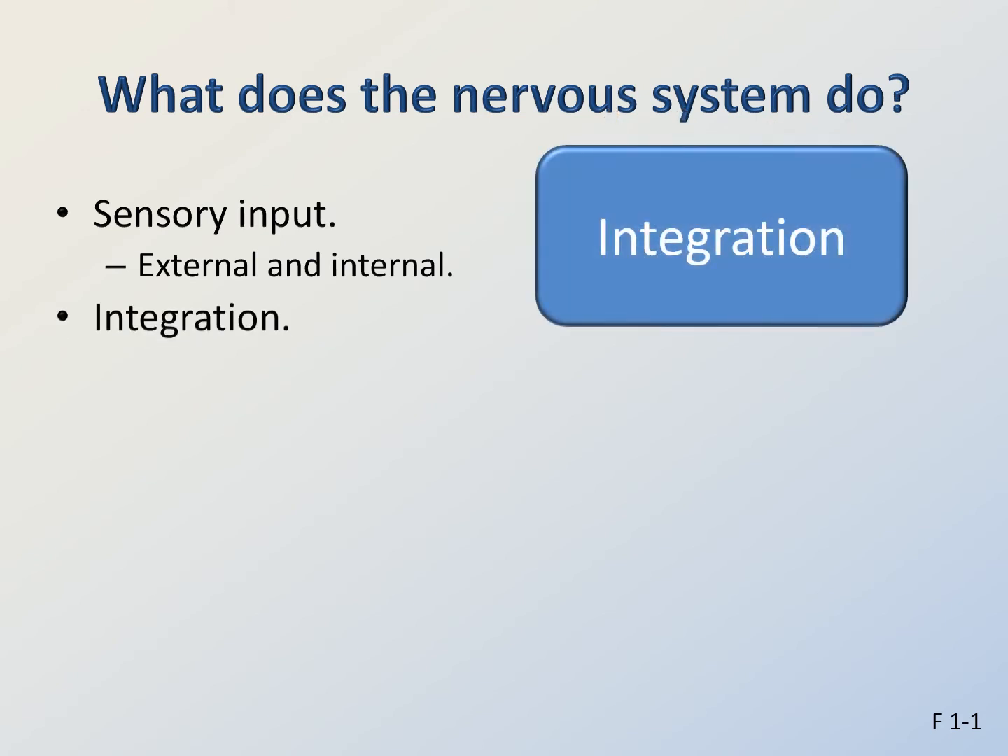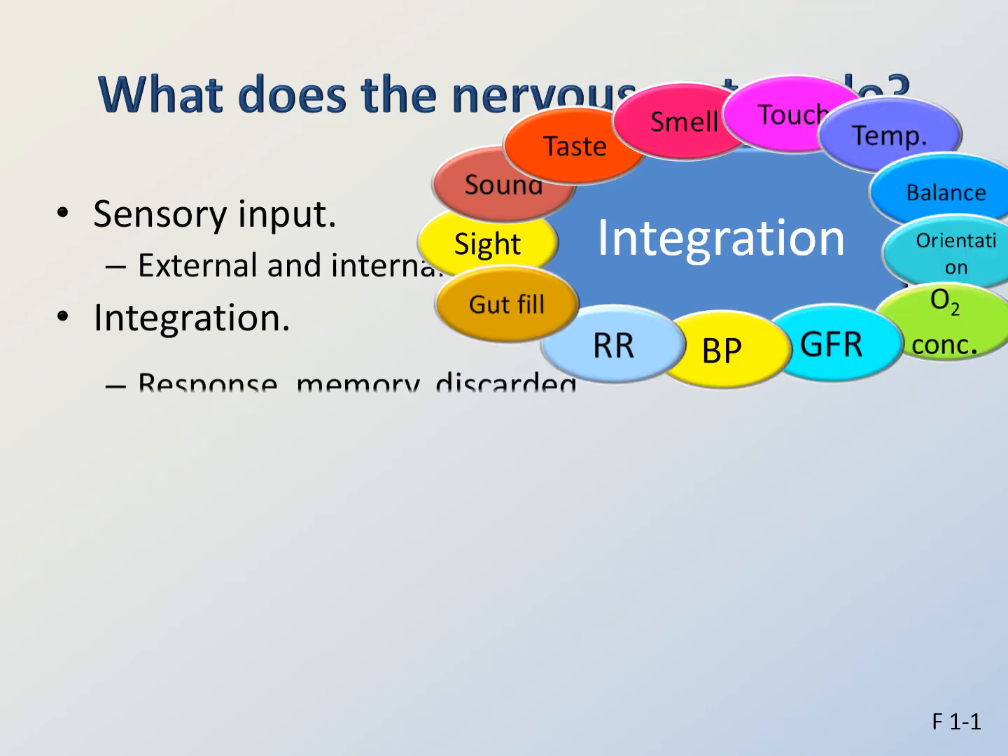Once all that information reaches the central nervous system, it has to be integrated, and then the central nervous system has to either formulate an appropriate response, may need to commit some of this information to memory, or, what is the most common result, discard the information as irrelevant.